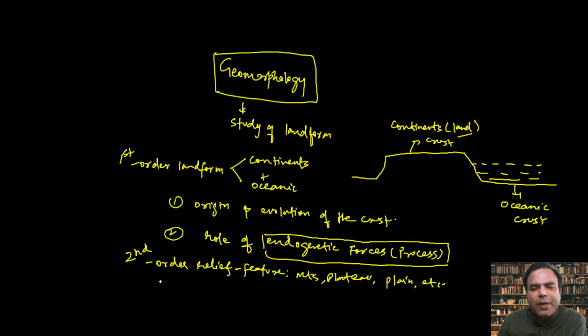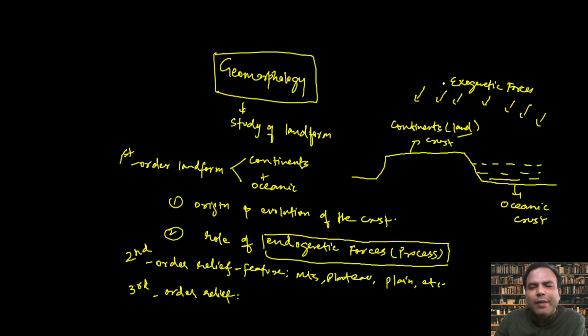Now these second order relief features further get transformed by outside forces. Outside forces are nothing but exogenetic forces, and the order of relief which is produced by the action of outside or exogenetic forces we call the third order relief. So now what is the action of outside processes? Outside process is nothing but denudation.